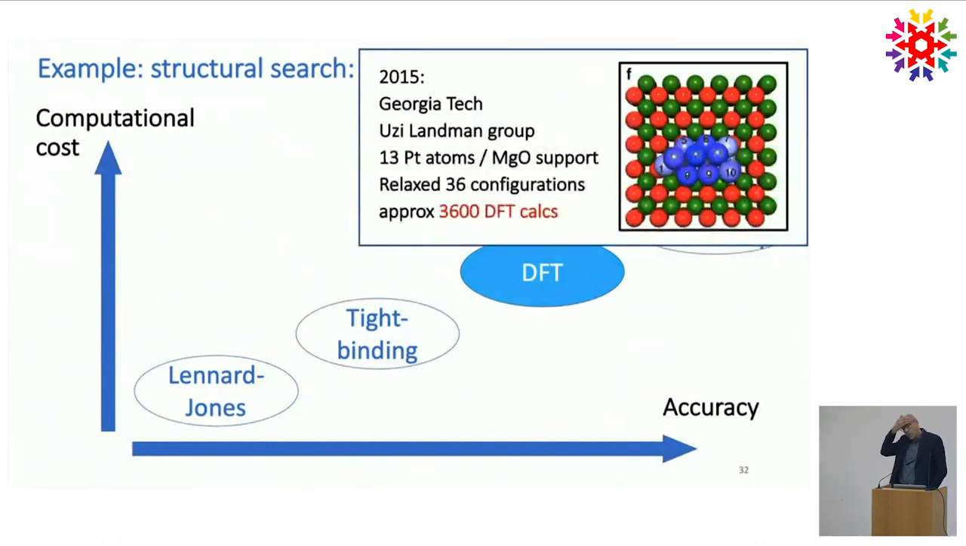It was inspired by work done in the Uzi Landmann group at Georgia Tech. They had been very brave and had done what we estimate was 3,500 DFT energy evaluations, because they published 36 different geometries for this particle on the magnesium oxide surface, and they had done a local relaxation for each of them. So that's why we get to 3,500. We multiply by 100. So presumably 3,500 DFT calculations can give you a guess for the best structure of 13 platinum atoms that looks like this.